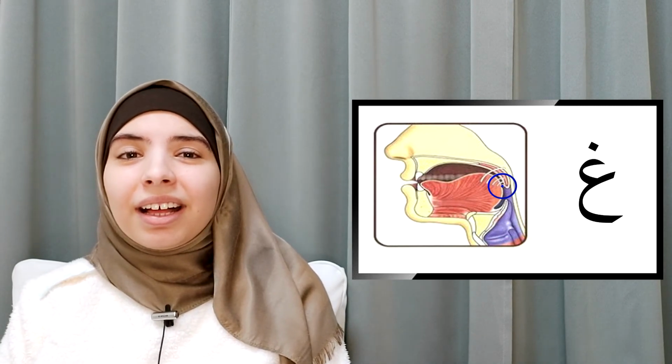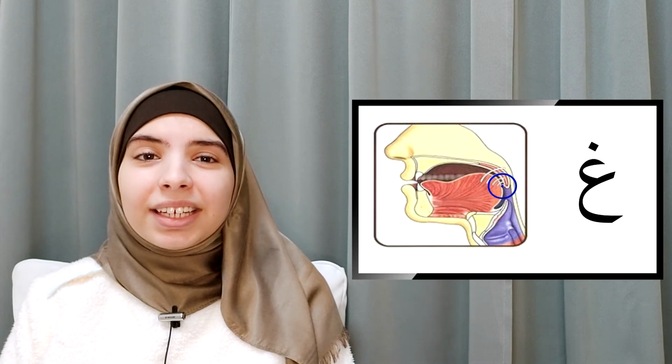Agh, Gh, Ghain. For example, غريب. غريب means strange. So when you see something unusual or weird, you can say غريب, like ananas on pizza. For me it is غريب. I didn't try it though, but it seems to be غريب.